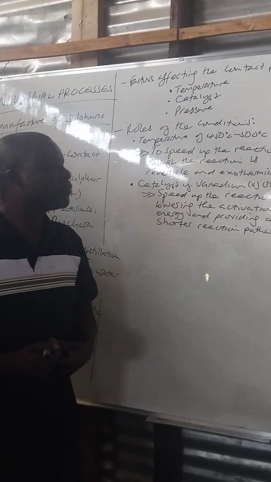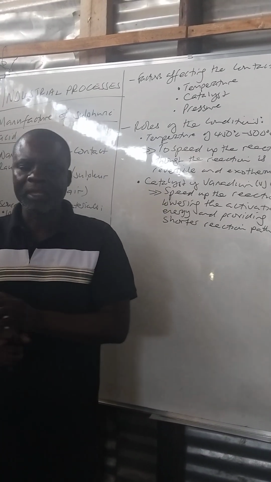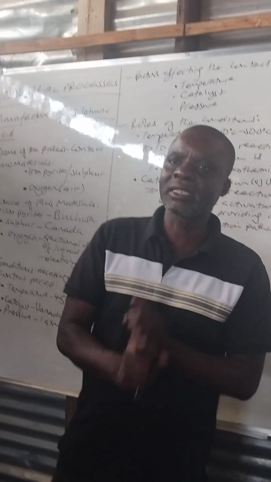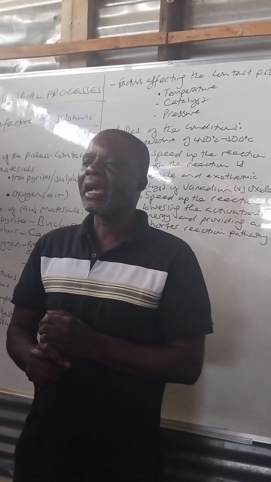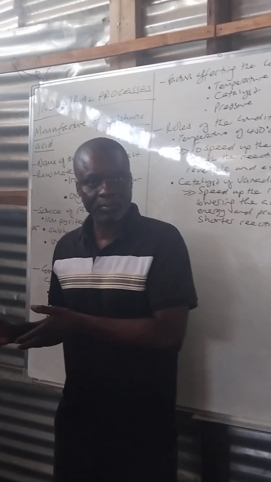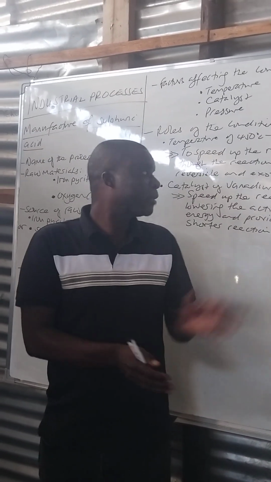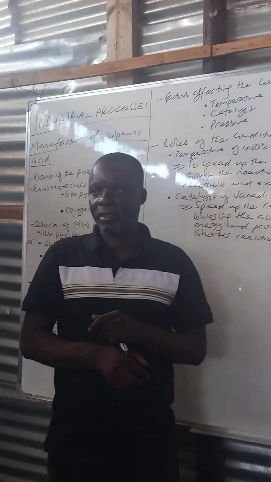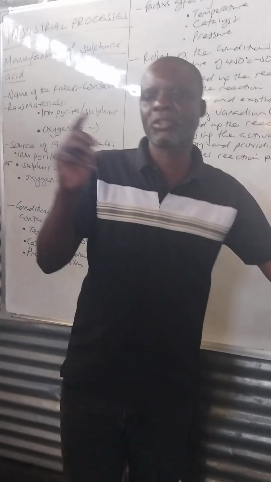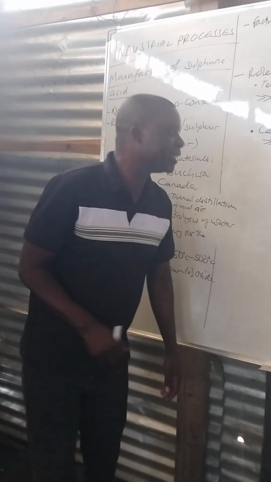You must know the reasons for these conditions, and mainly they ask about the temperature and catalyst. A temperature of 450 to 500 degrees Celsius speeds up the reaction. The reaction is reversible and exothermic, so ideally the reaction goes backwards and we get a low yield, but we get it at a faster rate. The catalyst speeds up the reaction by providing a shorter reaction pathway, lowering the activation energy of the reaction.